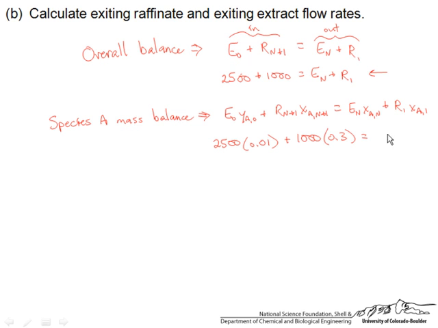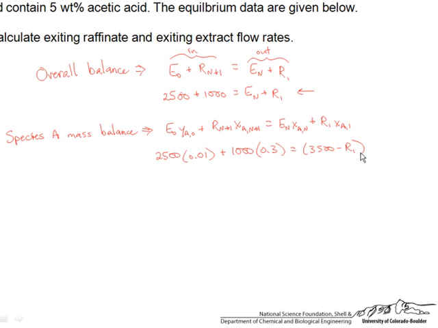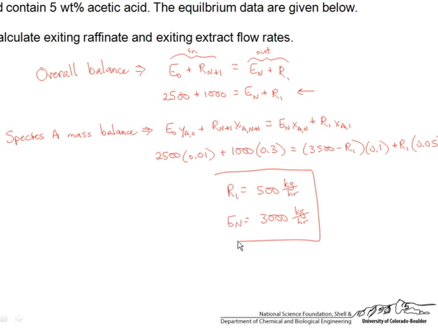So it's 3500 minus R1 times xAn, which is, from our diagram, 0.1, plus R1 times xA1, which is specified in our problem as 0.05. And if you calculate this out, you should get R1 equals 500 kilograms per hour, and En equals 3,000 kilograms per hour. And you are done with the problem.